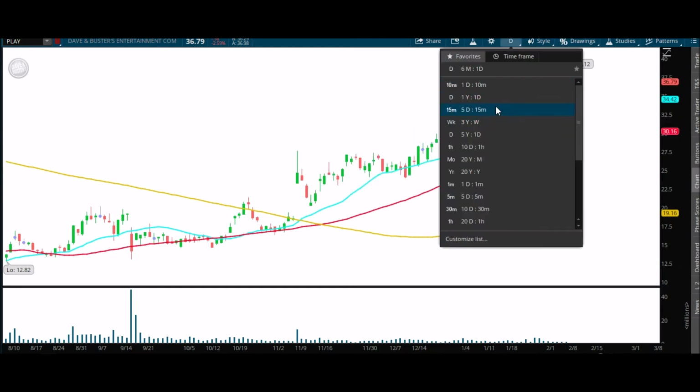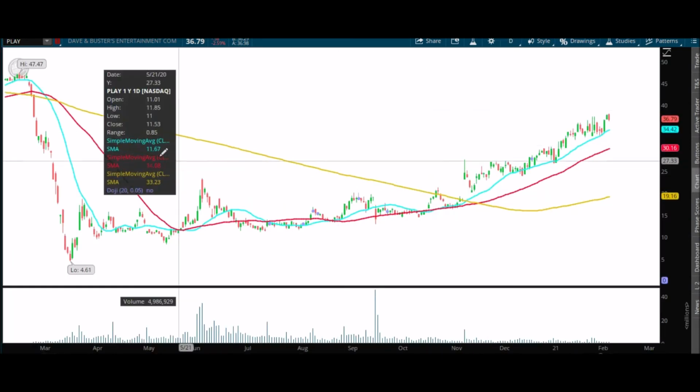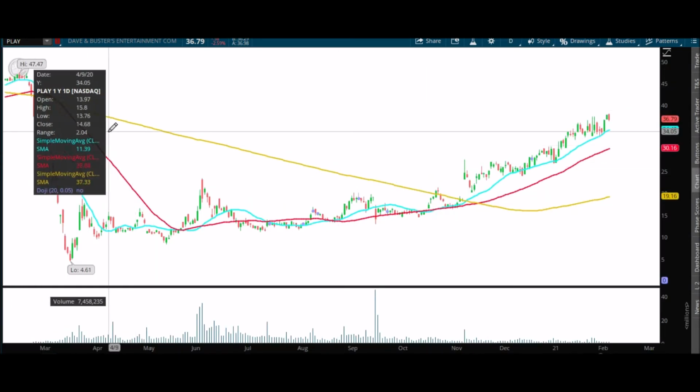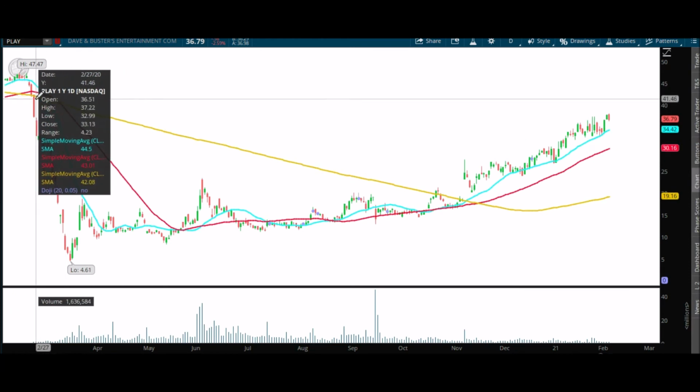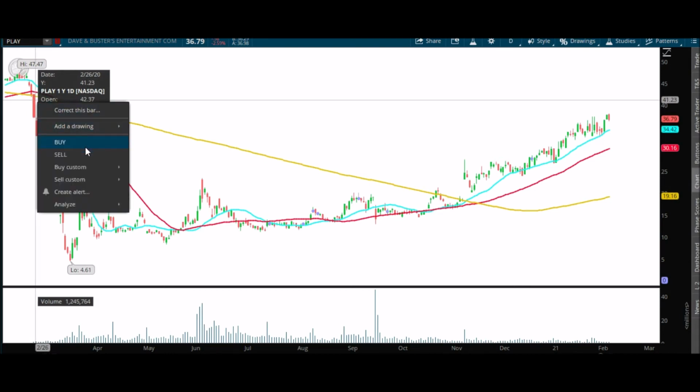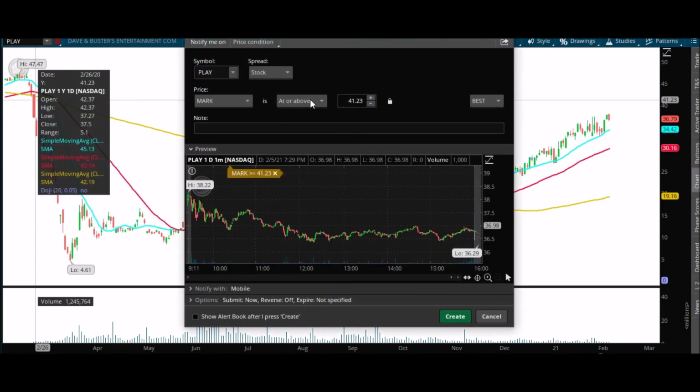Let's take a look a little further back. Let's do a 1-year chart. Okay, this is helpful because we need to see where we're going to try to challenge. And we looked at this in the weekly chart. The high of this candle here is 42.37. That would be somewhere I'd want to set an alert, right around there, in case it starts to climb up that candle. So let's take a look here and create an alert.